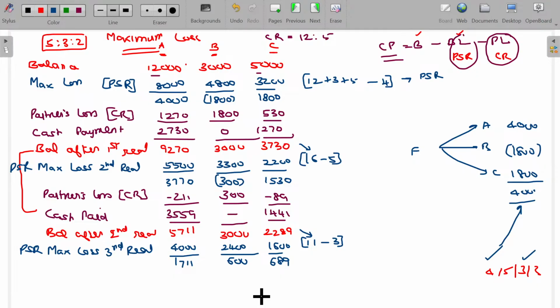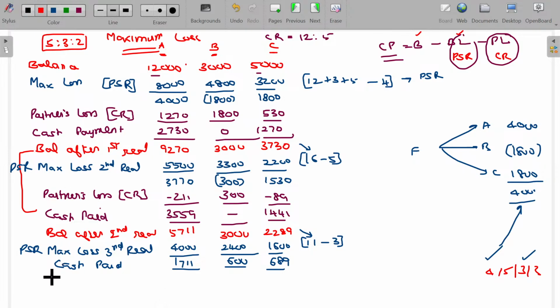After subtracting the maximum loss, we don't have any negative balance. If we don't have the negative balance, what does it mean? We don't have any partner's loss. As we don't have any partner's loss, this will be the final cash payment, cash paid. Come on, add this cash payment. If you sum, it will be equal to the third realization receipt, 3,000. Cross verify.